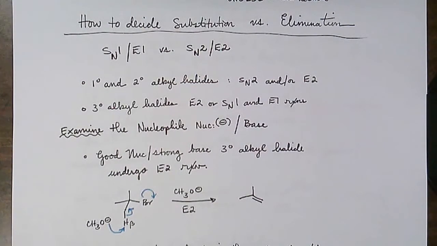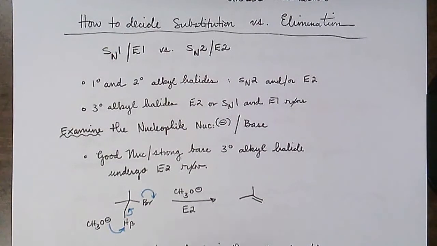Remember, this is because primary and secondary carbocations are too high in energy to undergo a non-concerted stepwise pathway. Tertiary halides will undergo either E2 or E1 or SN1 depending on the reaction conditions.